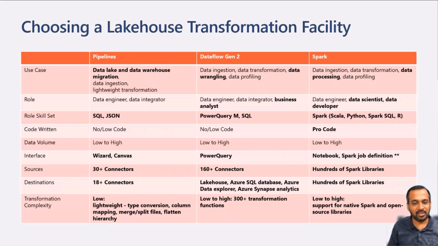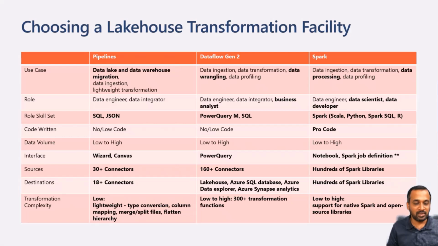For connectors, Spark has 100% of the libraries, whereas pipeline has only 30 plus connectors. For Dataflow Gen 2, we have 160 plus. For destinations, we have 18 plus connectors for the different destinations. For Spark, we have 100 plus libraries, so we can use them and load into different destinations. But for Dataflow Gen 2, we can connect to Lakehouse, Azure SQL, Azure Data Explorer, and Azure Synapse Analytics as of now; maybe more will come in future. Transformation flexibility is low for the pipeline.